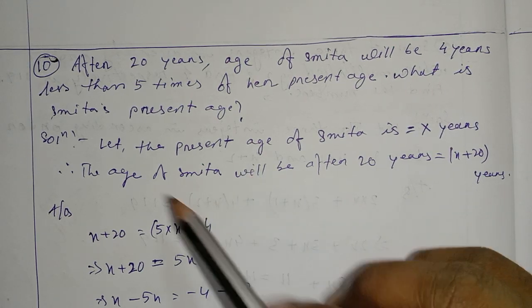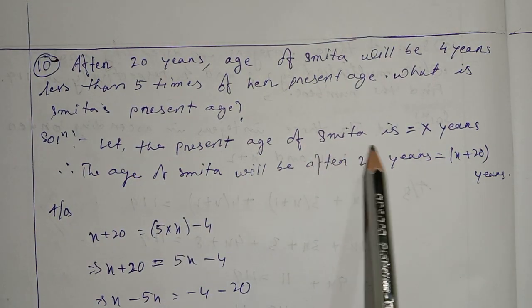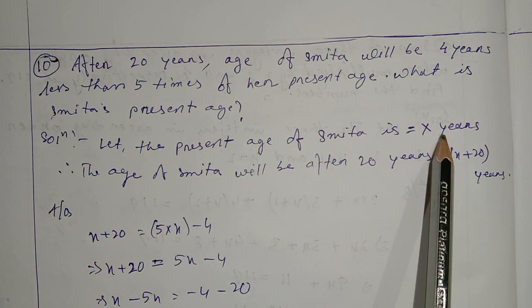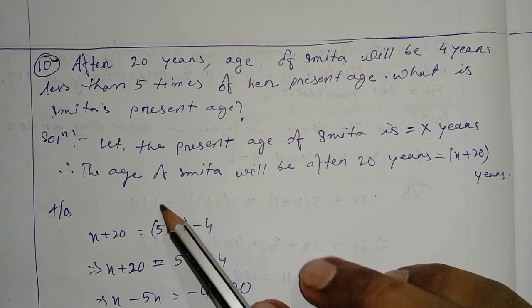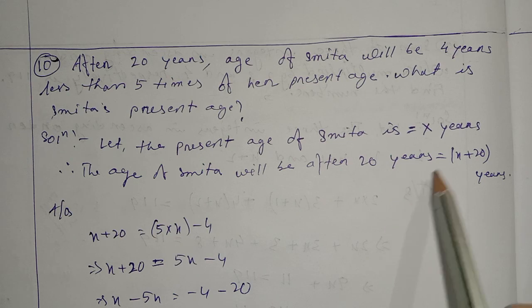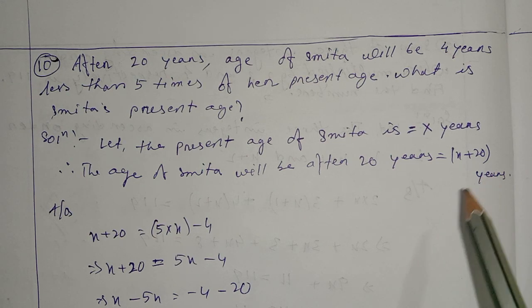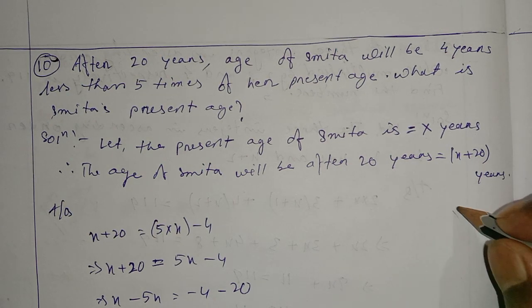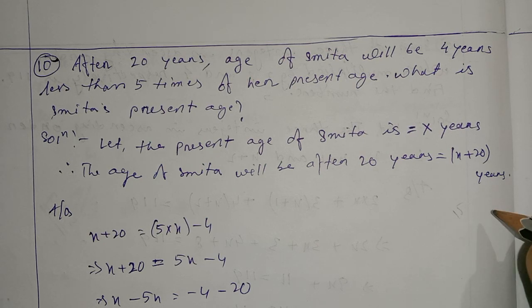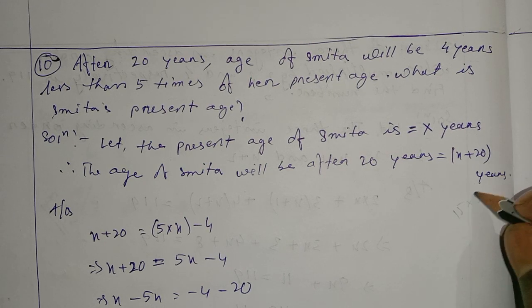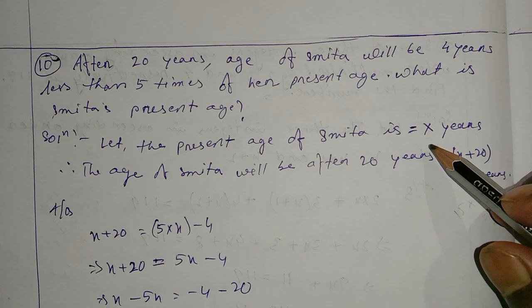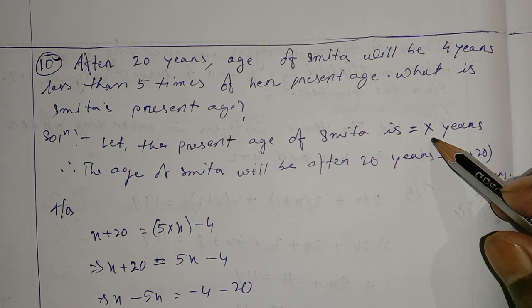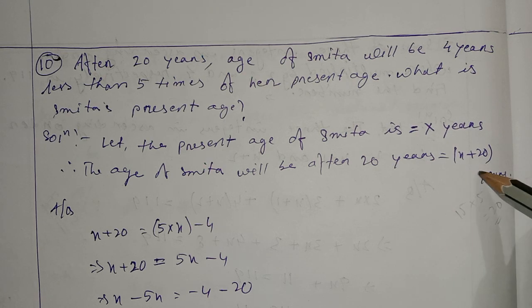Suppose let the present age of Smita be x years. Then the age of Smita after 20 years will be x plus 20. Suppose your age is now 15. After 5 years, what will it be? That means 15 plus 5 equals 20. The same condition here: we take x years as present age, then after 20 years it will be x plus 20.